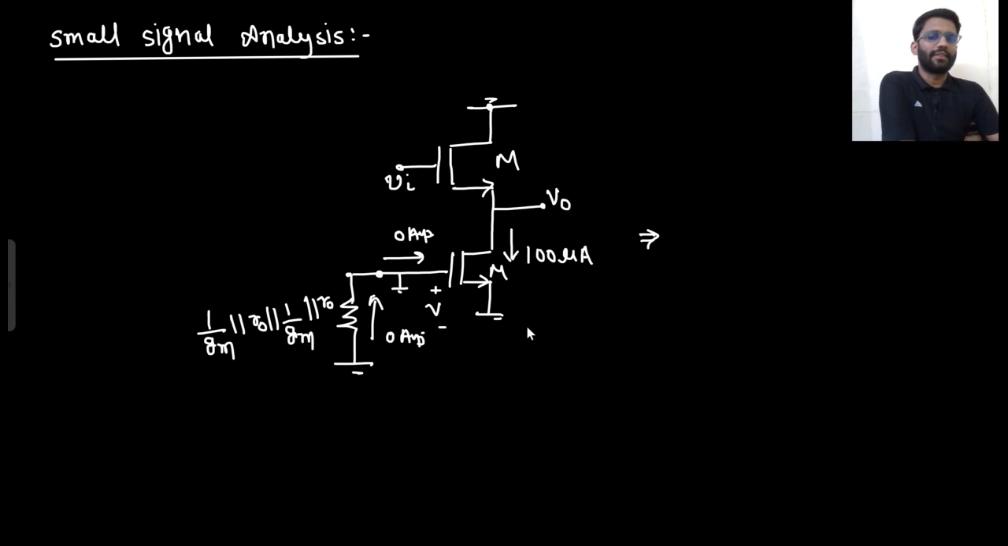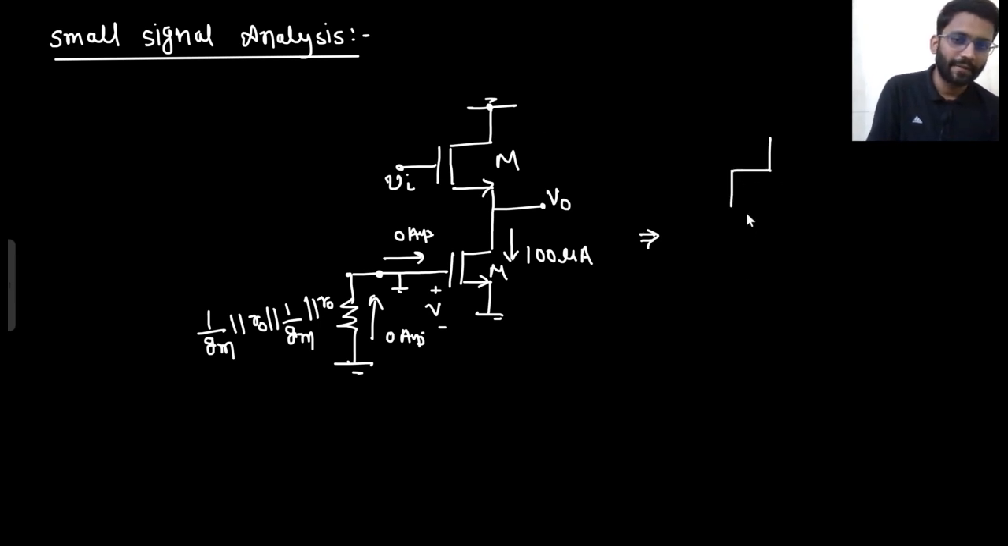From V0 to ground, here also I see R0, because the same current, 0 ampere current is flowing here. The resistance is having 0 volt drop. This is 0. This is 0. This is also 0. So VGS is gone. So complete 0 it is. So from V0 to ground, I see only R0.